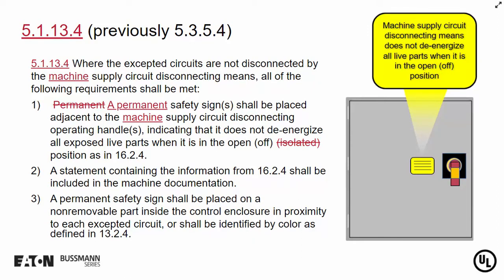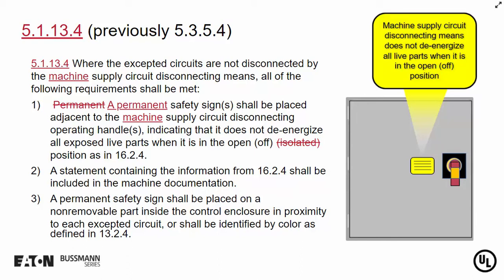So moving on to 5.1.13.4. Again, we're talking about accepted circuits. And we have, in the previous slide, talked about the requirements for protecting the conductors, having a separate disconnect. In this particular section, we talk about marking. And you can see in the list, in particular, item number 1, you need a permanent safety sign, which shall be placed adjacent to the machine supply circuit disconnecting operating handle, indicating it does not de-energize all exposed live parts when it is in the off or open position.